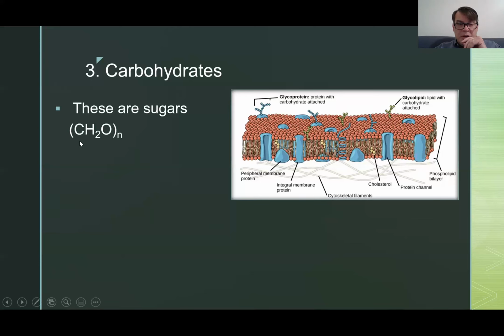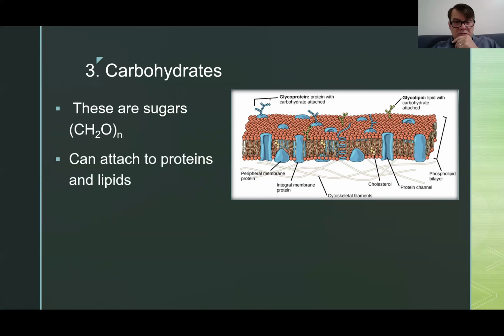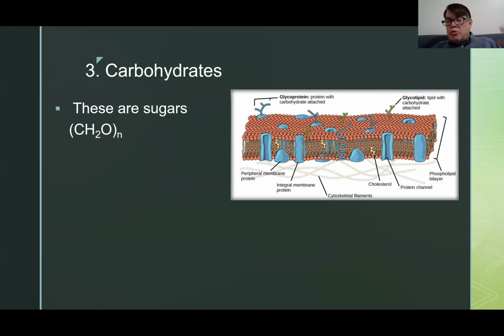What is a carbohydrate? Well, it's in the formula of one carbon for every oxygen and then two hydrogens for each one. So this is an empirical formula because it multiplies. That's what the n means. So C2H4O2 or C3H6O3. So it can multiply out. Glucose is C6H12O6, for example. It's a carbohydrate. Glucose is sugar, right?